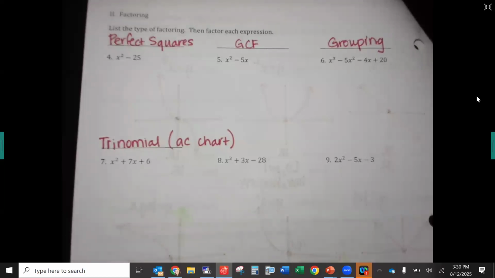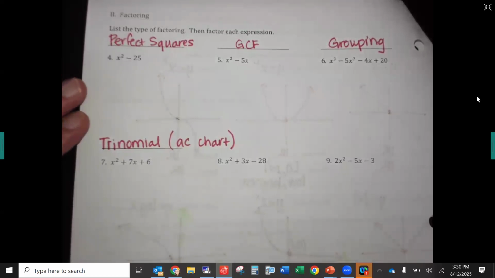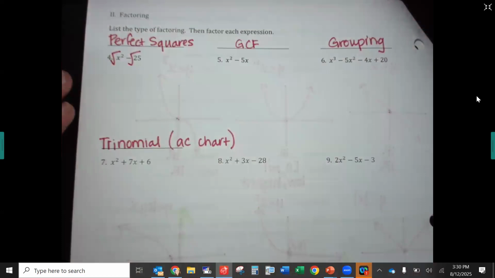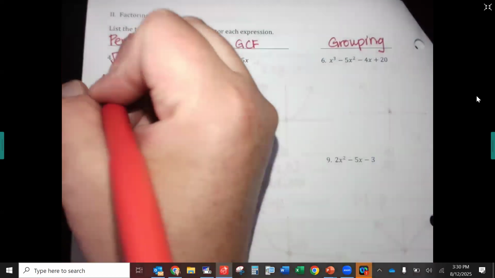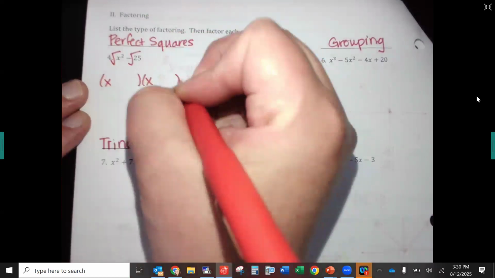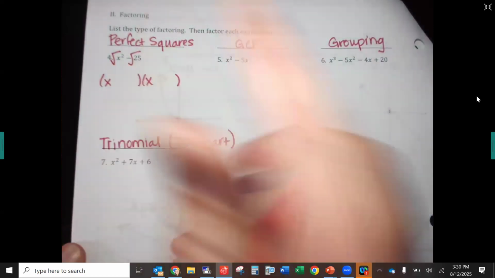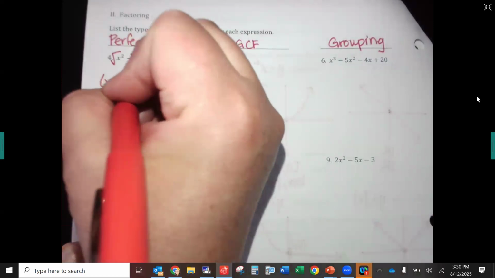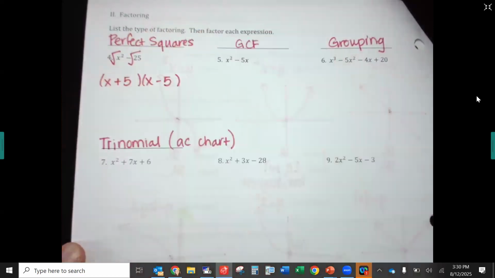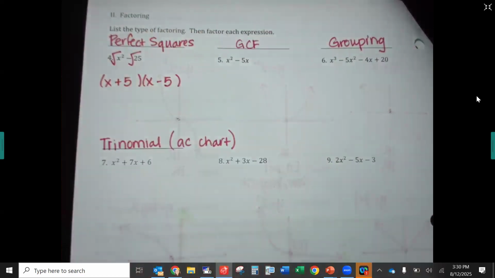All right, just to kind of keep us moving here. Number 4 is perfect squares. I can square root x squared and 25 both perfectly. What is the square root of x squared? Just an x. But remember, I'm going to have 2 parentheses and each one's going to have their own x. Then what's the square root of 25? It should technically be plus or minus 5. So you end up with 2 factors, x plus 5 and x minus 5.